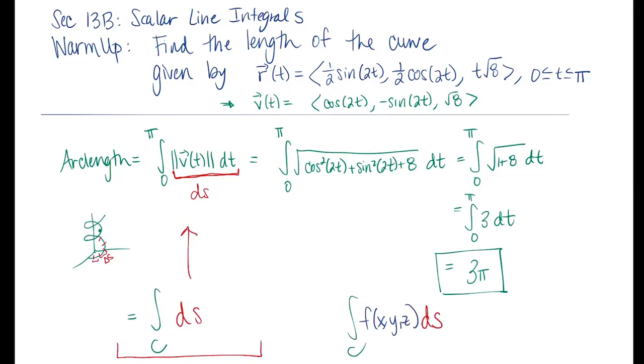And we're going to see that the method will be very similar. I'm going to need to change variables, just like I did up here. I will need to replace my ds with the Jacobian, which is the speed, dt. And then I will need to also rewrite my integrand now to be all in terms of t. So let's talk about this in more detail, and we'll write it out in the handout for this section.